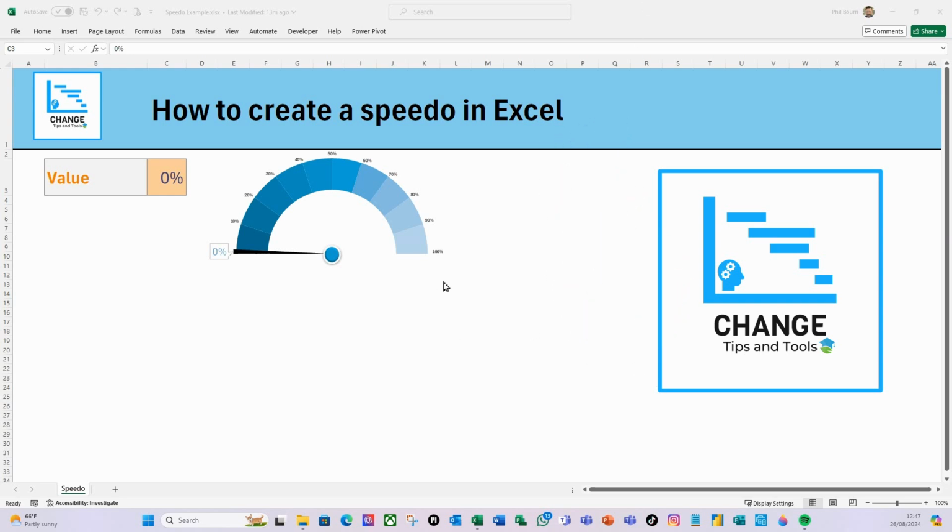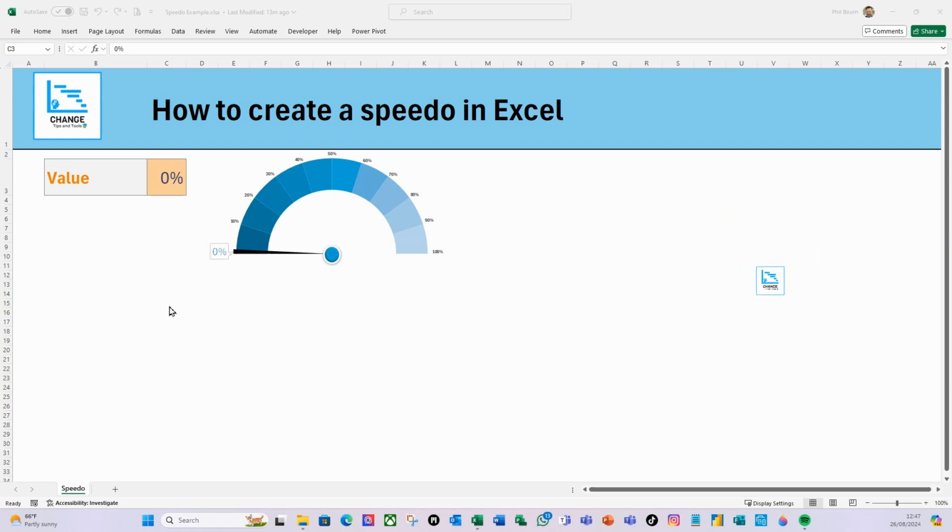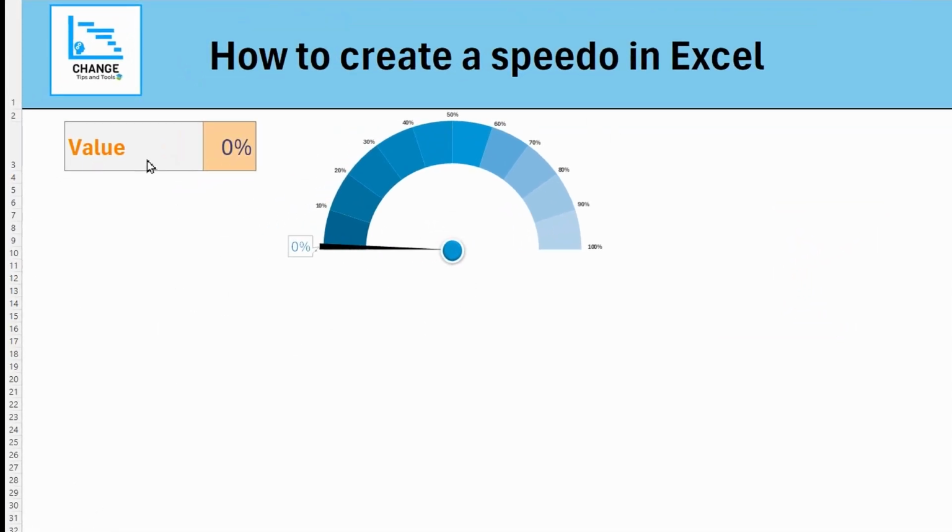And today we're going to look at how to build a Speedo in Excel. So here we've got a Speedo graphic, and if I change this value, you'll notice that the Speedo changes dynamically, like so. If you want to know how to build this, keep watching. Let's do this.